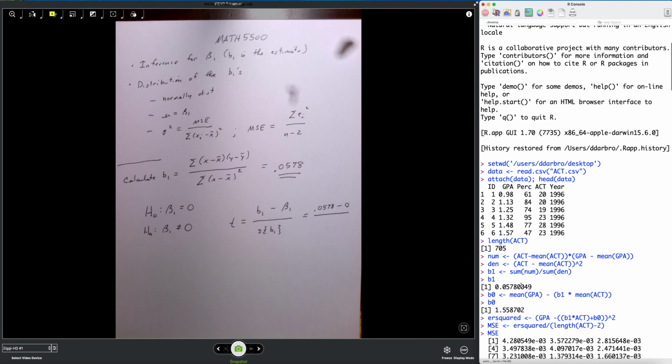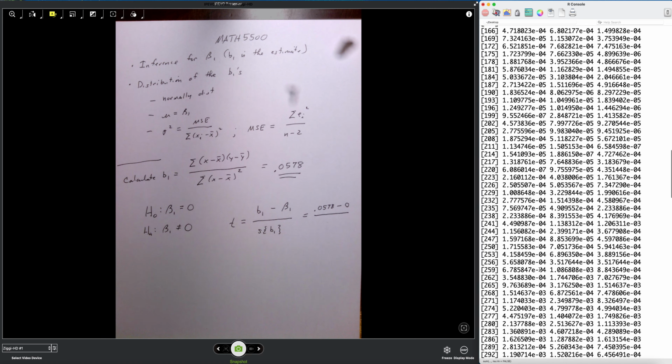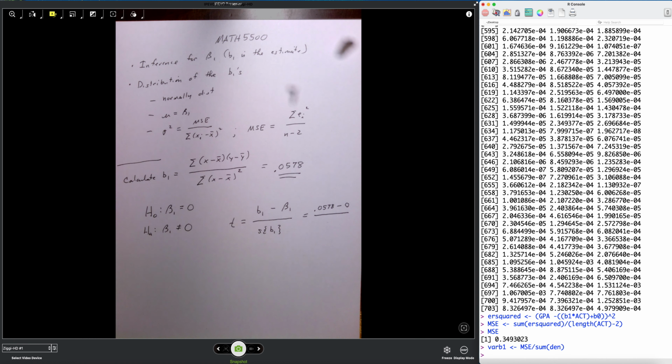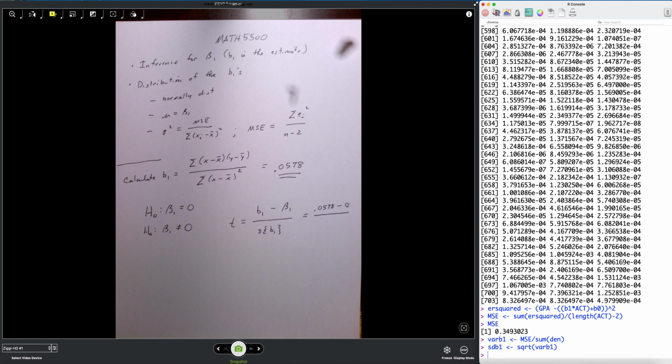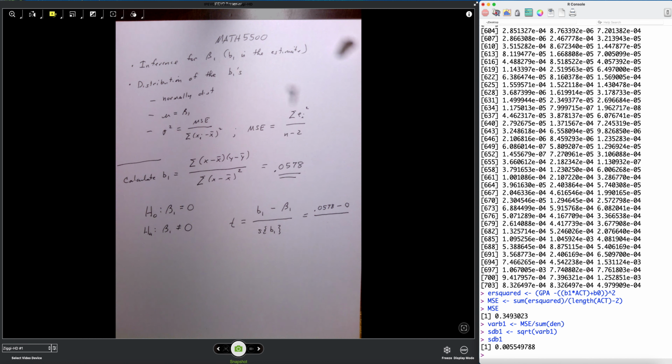I'm getting confused. Yeah, there we go. So the standard deviation for B1 will be equal to the square root of the variance of B1. Finally. All right, so just for the heck of it, let's see what the standard deviation for B1 is.